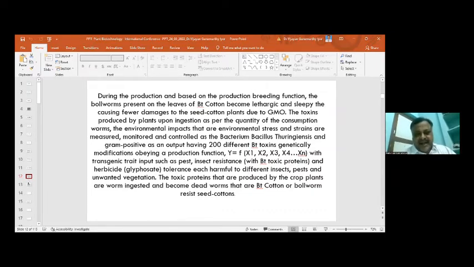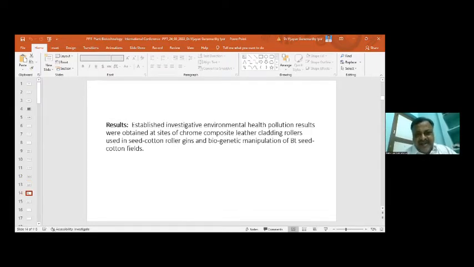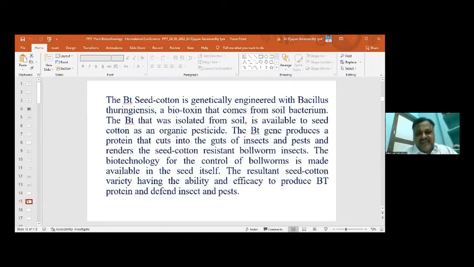So this is a kind of attention for the present investigation towards the sustainable development process, which is a kind of development that meets the needs of the present generation without compromising the ability and efficiency of the future generation to meet their own needs. And the results have also been extended to the environmental health pollution aspects, arising from the chrome composite leather clad rollers, which are used in cotton ginning industries. And it has the environmental problem of chrome adsorption in the lint cotton. So, biogenetic manipulation of BT seed cotton: two pollutants have synergistic effects.